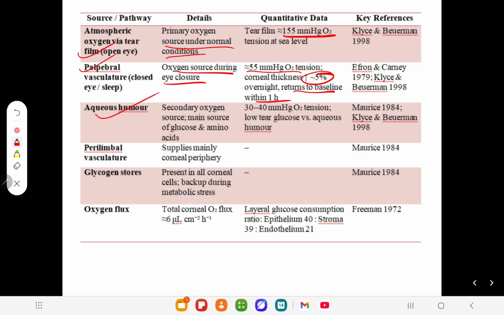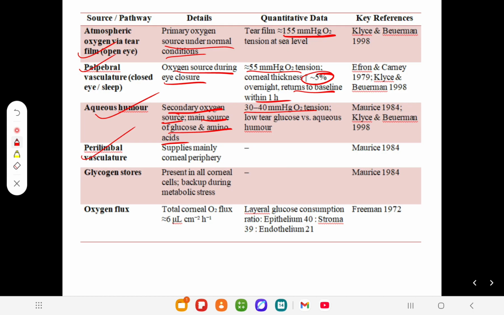So aqueous humor is a secondary oxygen source and the main source of glucose and amino acids. That's important. Aqueous humor is a secondary source for oxygen, but the main source for glucose and amino acids. It always comes in MCQs. So oxygen tension is approximately 30 to 40 mmHg, with low glucose versus aqueous humor. Okay, the perilimbal vasculature also supplies mainly the corneal periphery.